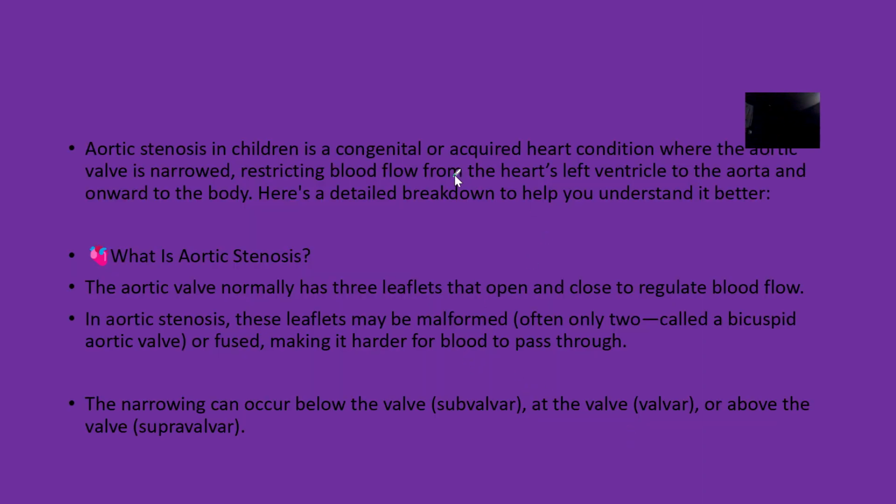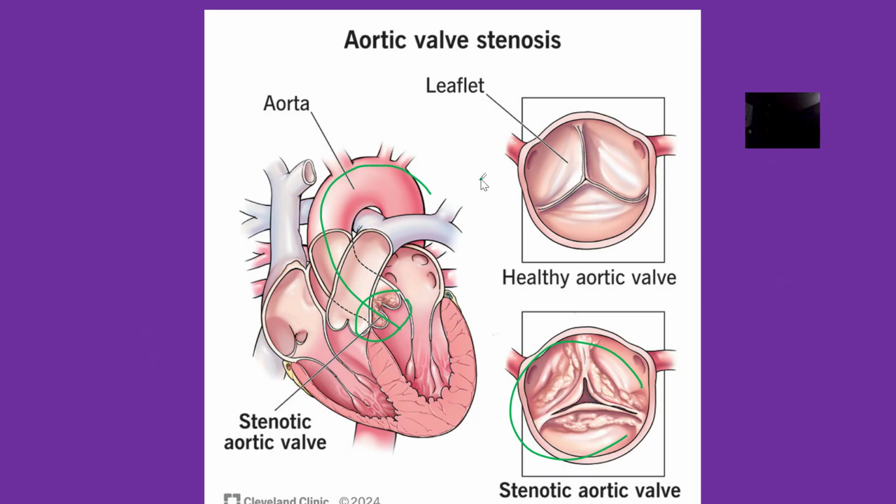So if it occurs in children, it can be congenital. That means they were just born like that, or it could be acquired, right, where the valve became narrow because of a whole lot of things. In either one, just know that the valve becomes narrow, so it's restricting the flow of blood out through the aorta to supply the various parts of the body.